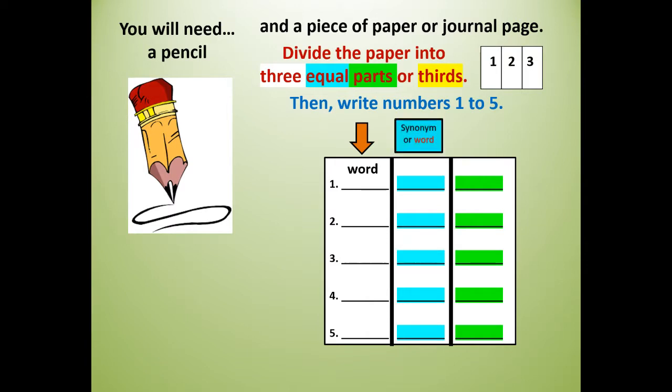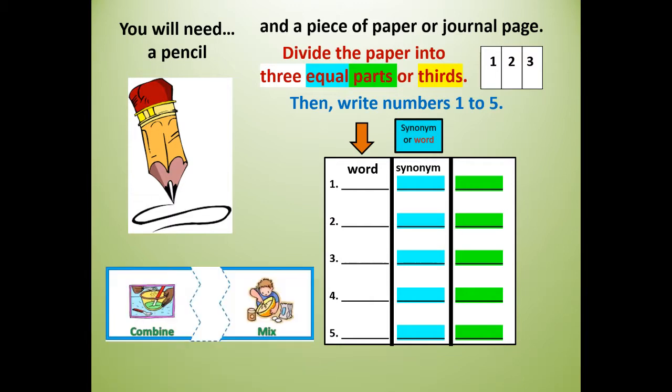Then in the second column, you're going to write the synonym. A synonym is a word that means the same or is similar, just like combine is a synonym for mix. They mean similar things. They're synonyms. If you don't catch the synonym, which I will have written for you, or the short definition, you can always write the vocabulary word a second time.